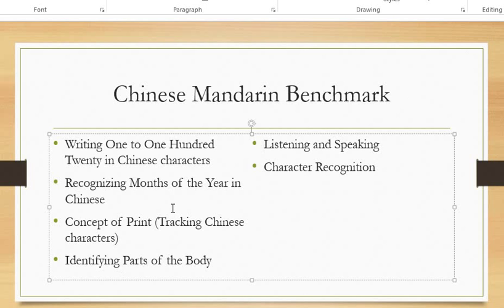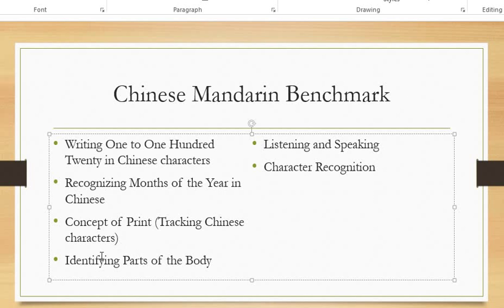The next part, concept of print. This basically is just whether or not the students are able to use their finger and track the words while they're reading, and knowing that each character has a meaning, and that each character is a word and has its own meaning.